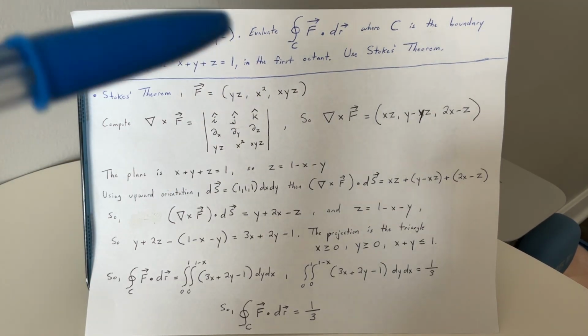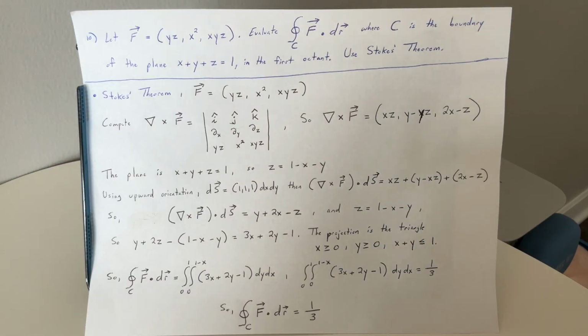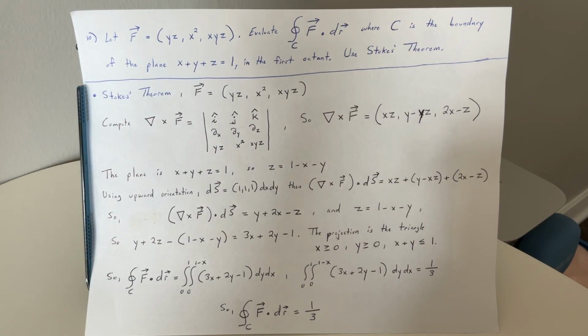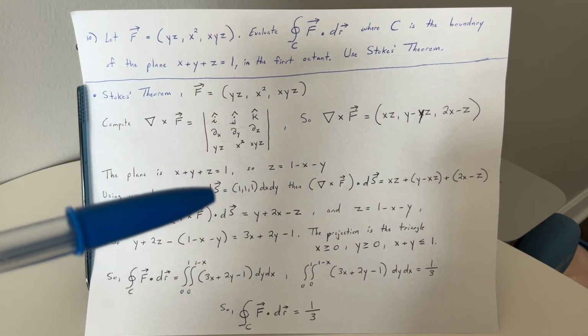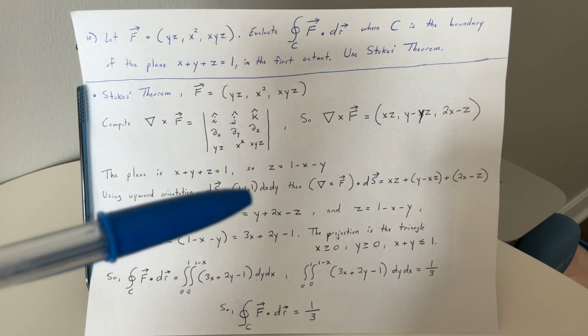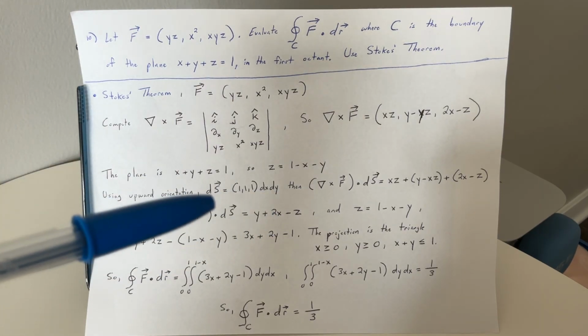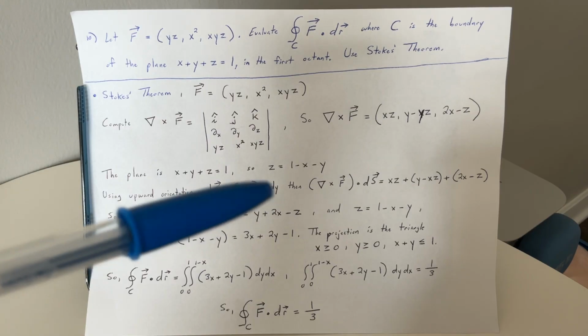So performing the computation here, the curl, del cross f, equals xz, y minus yz, 2x minus z. The plane was given as x plus y plus z equals 1, so isolating z, z equals 1 minus x minus y. And using upward orientation, this dS vector equals 1, 1, 1, dx dy.